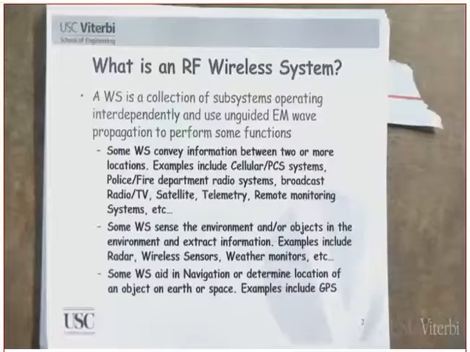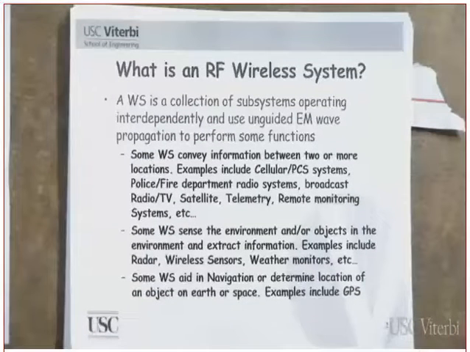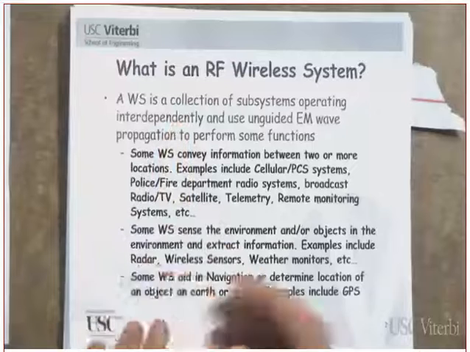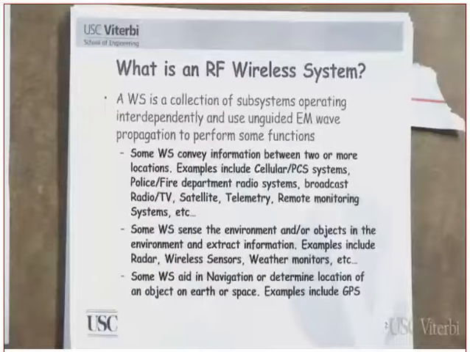What do you mean by an RF wireless system? It's a collection of subsystems that are operating interdependently. Notice, by the way, not independently, interdependently, which means what? They depend on each other. Those blocks depend on each other. And use, of course, unguided electromagnetic waves.